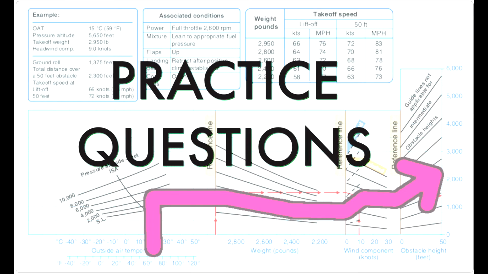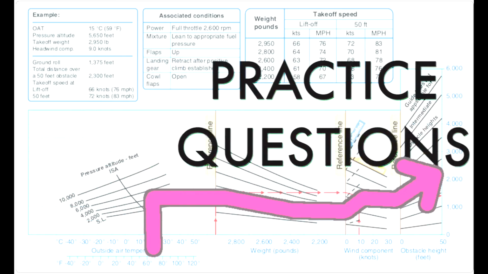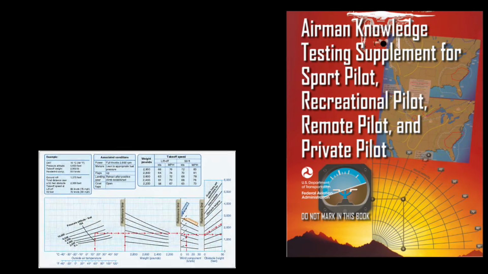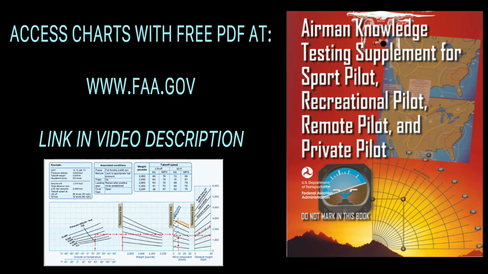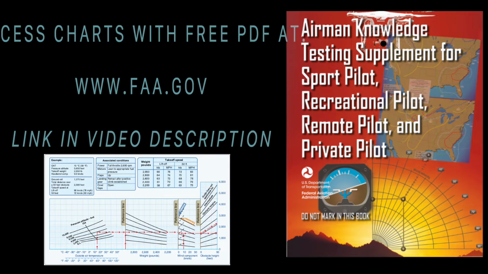To explain why, let's try 2 practice questions to demonstrate the additional details of this chart. I will do my best to visibly demonstrate the steps in the process by magnifying sections on the chart, but I think it may be easier to follow along if everyone had their own copy to work with. This particular chart will be included within a document titled the Airman Knowledge Testing Supplement, as you can see its cover featured here. A free PDF is available on the FAA website at faa.gov. I will include the link for this in the video description below.